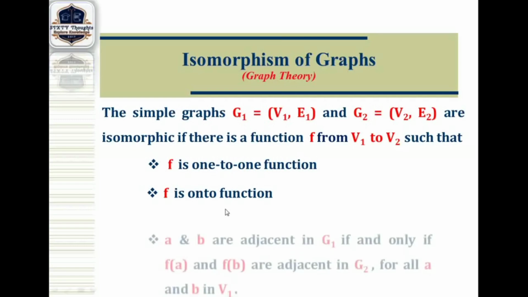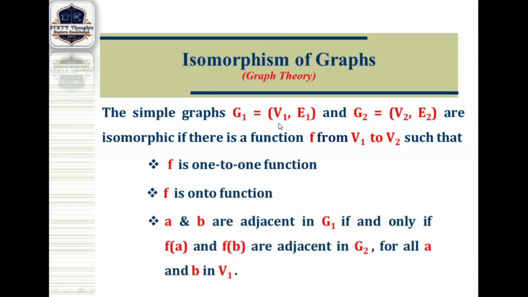If you take any two vertices a and b in the vertex set V1, they are adjacent in G1 if and only if f of a and f of b are adjacent in G2, for all a comma b belonging to capital G1. Okay, so once it satisfies these three conditions, then the given two graphs G1 and G2 are isomorphic graphs. Otherwise, it is not an isomorphic graph.